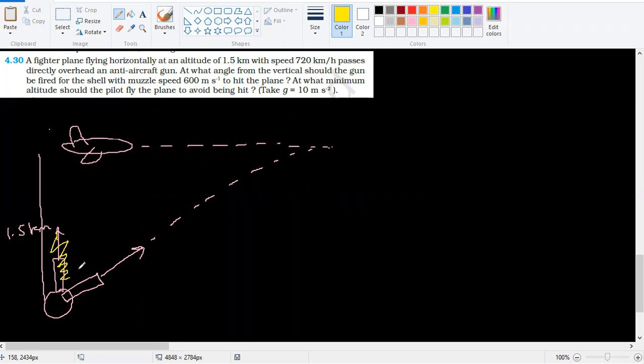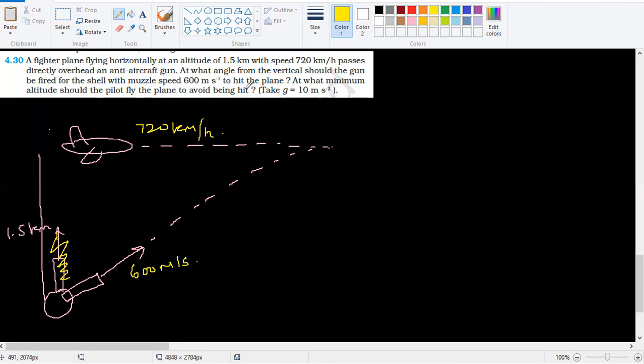So that's the question. They are saying that the muzzle speed is 600 meter per second, and the aircraft is going at 1.5 kilometers altitude with a speed of 720 kilometer per hour, which makes sense, right? Usually our passenger aircrafts will be going at lower than 1000 kilometer per hour. But this one, they could have given a little bit higher value because this is more like a military aircraft or supersonic aircraft, right?